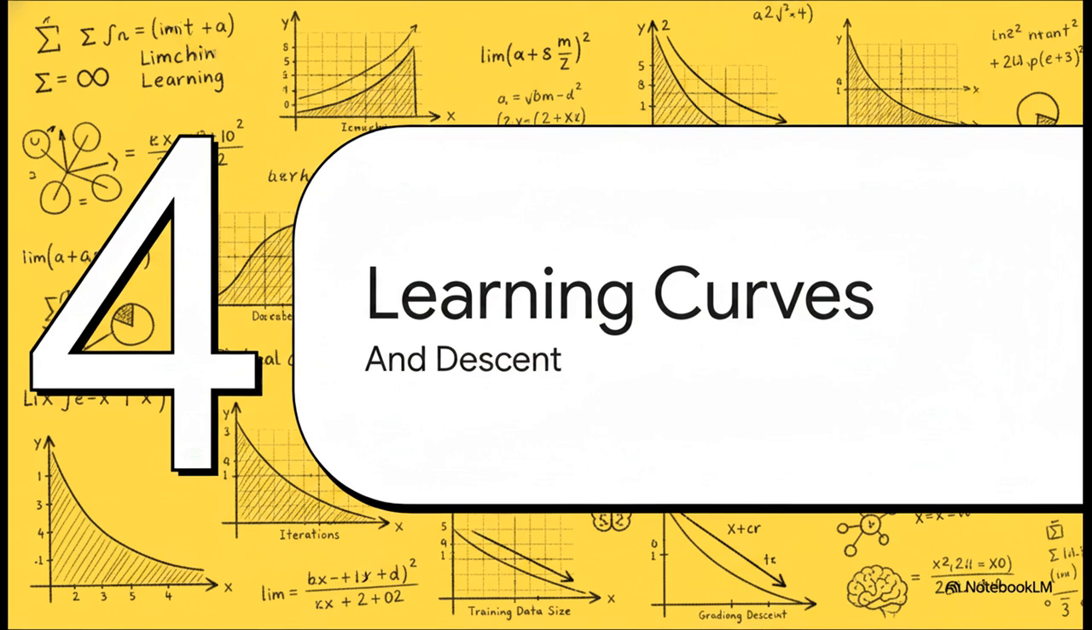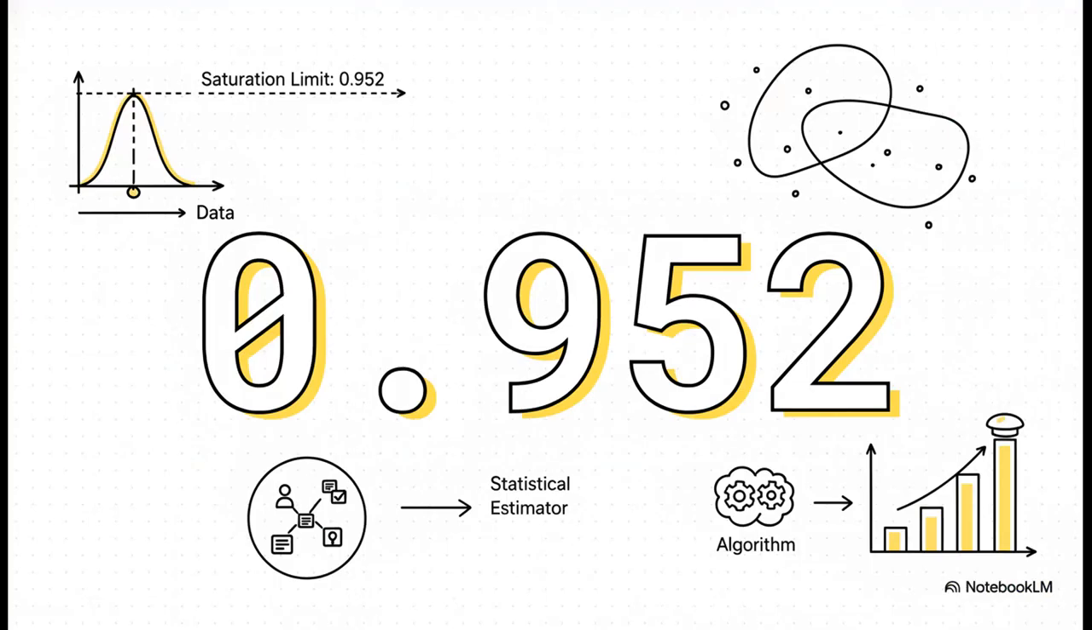Next up, Section 4, Learning Curves and Descent. Okay, let's map out these mathematical limits visually. Take this specific number, 0.952. This represents a theoretical saturation limit in our underlying probability distribution.